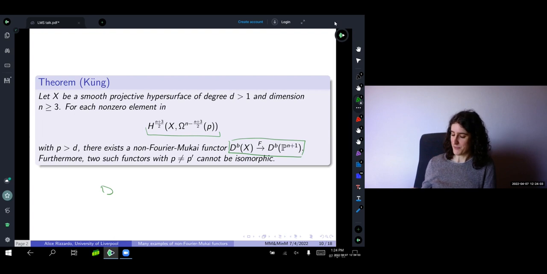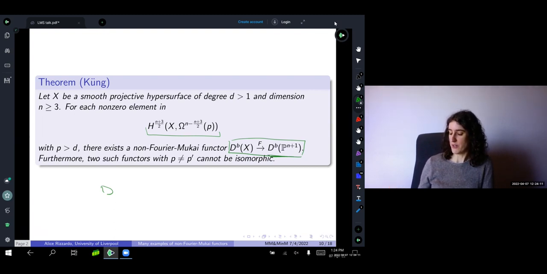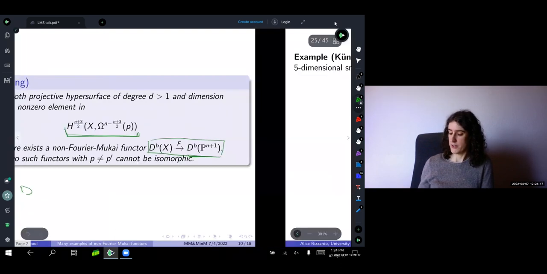And also, you get to control the target, and also you get a choice. So in principle, you get a choice to make a non-Fourier-Mukai functor for each element in this. And let me show you what this looks like.